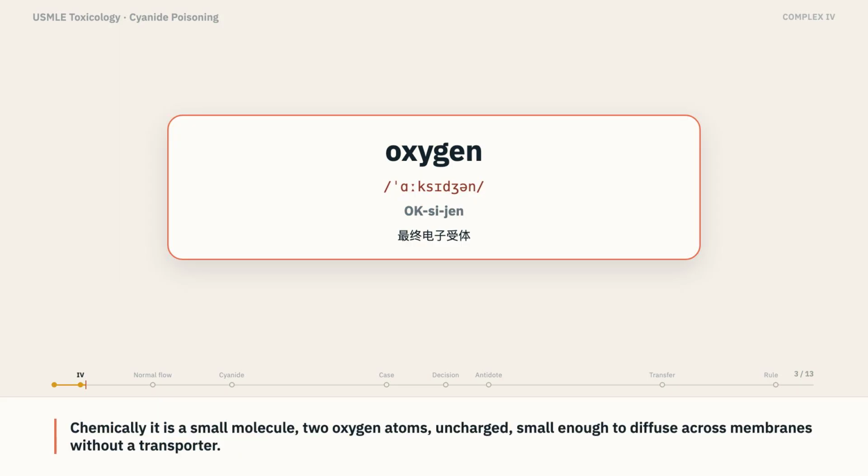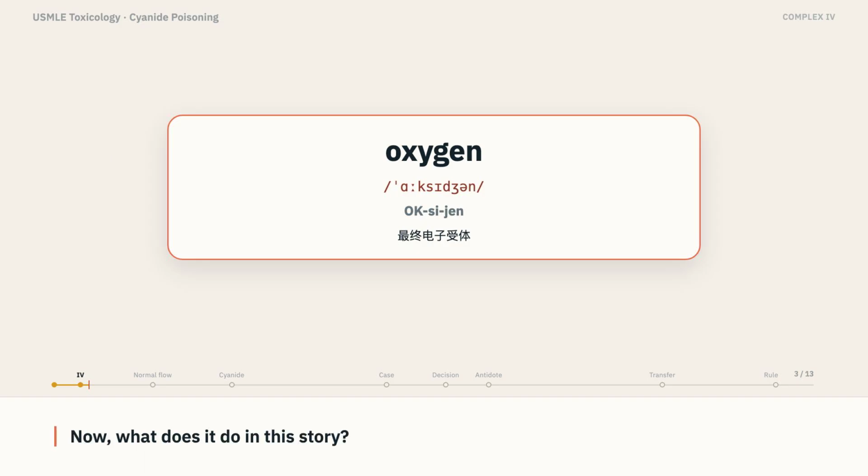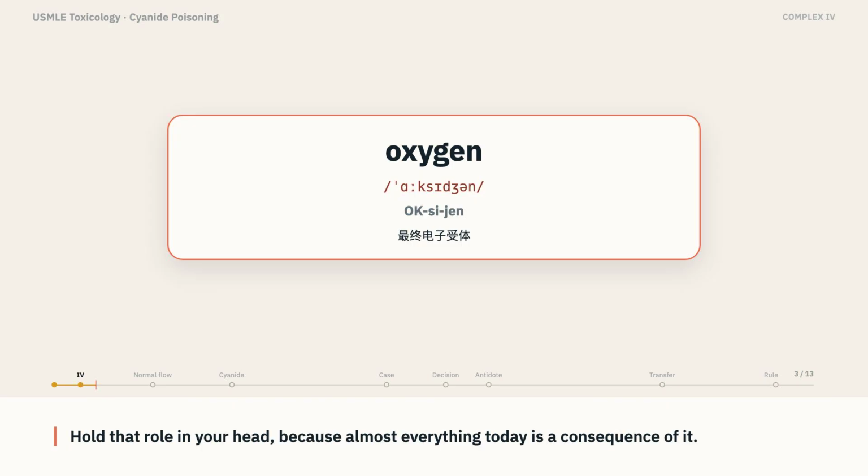First character, oxygen. Chemically, it is a small molecule, 2 oxygen atoms, uncharged, small enough to diffuse across membranes without a transporter. That is what it is. Now, what does it do in this story? In the mitochondrion, oxygen is the final electron acceptor. It stands at the very end of a line, and its job is to take electrons off the end of that line and, together with hydrogen ions, become water.